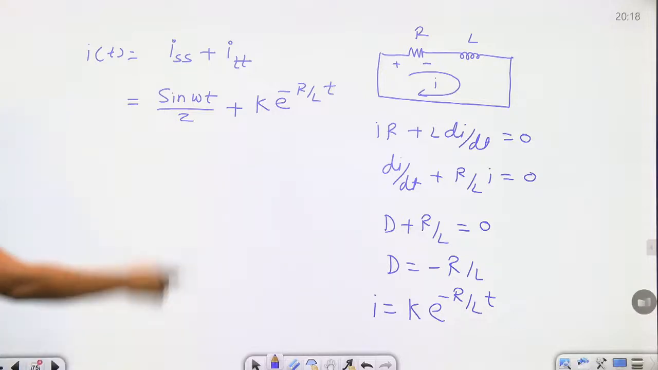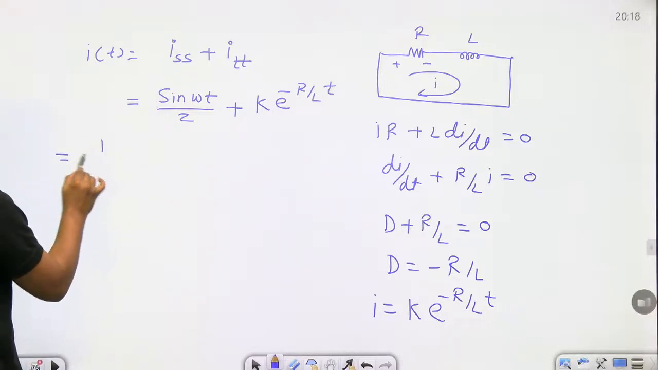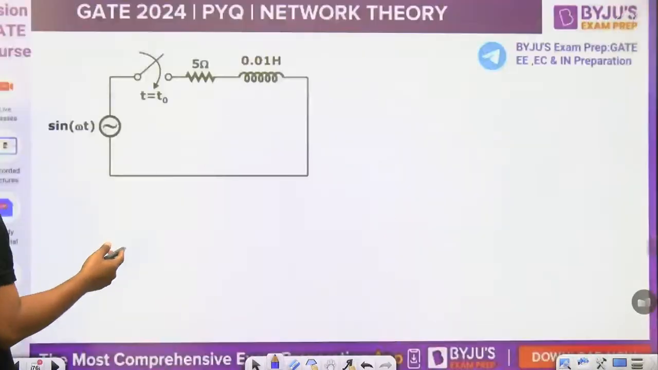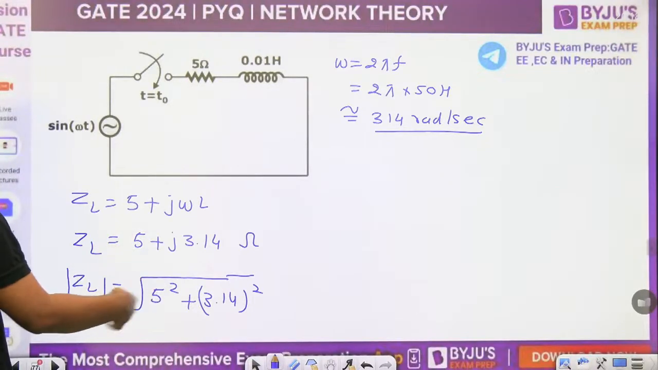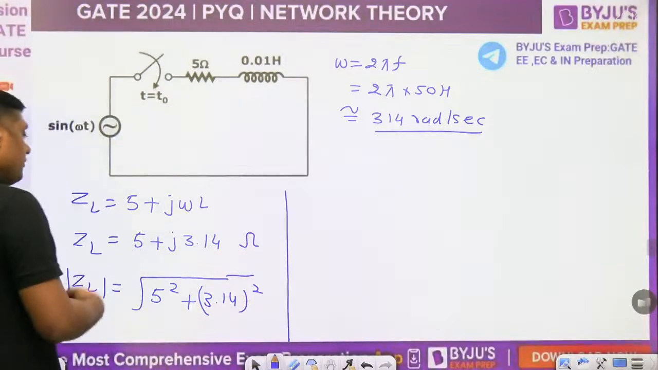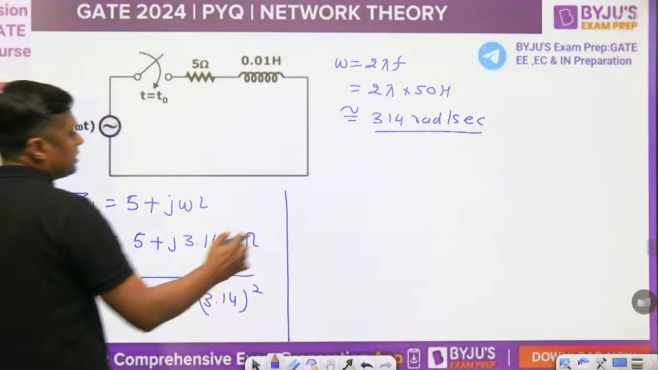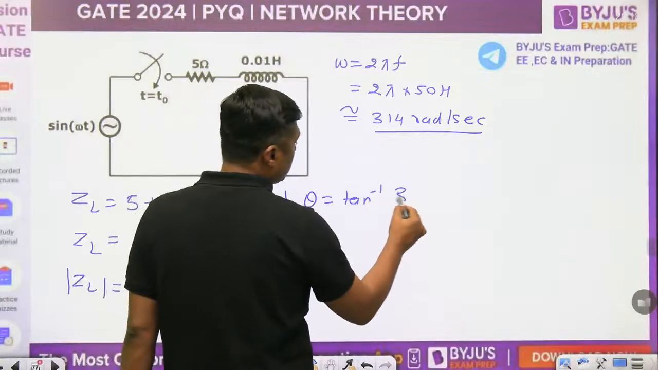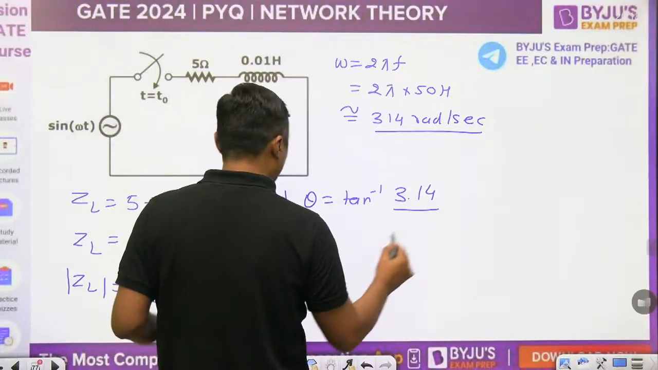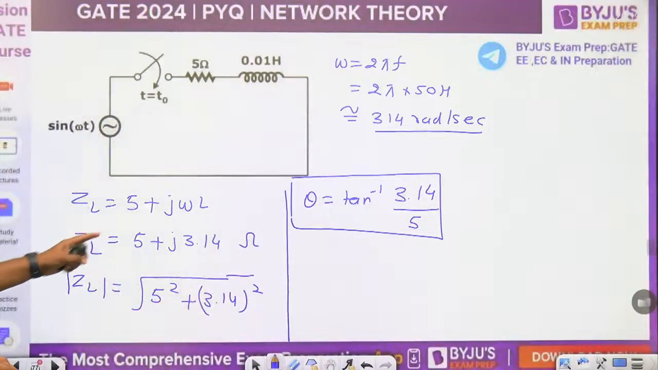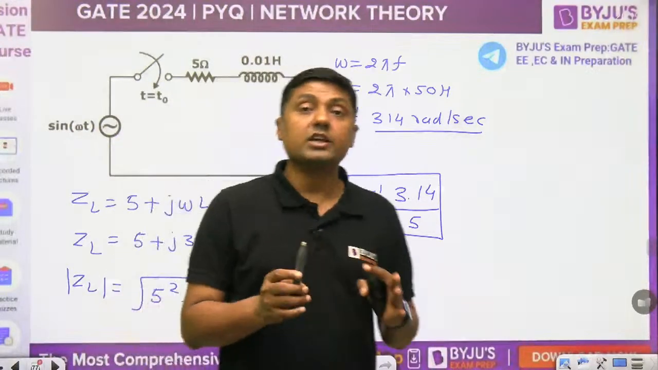Then what is this part? It will become 1 by mod of Z. You have to find the mod of Z from this. Once you solve the mod of Z, you can find the angle also. The angle theta is tan inverse of imaginary part 3.14 upon real part 5. Because it is inductive, the angle is positive, but current lags behind the voltage.